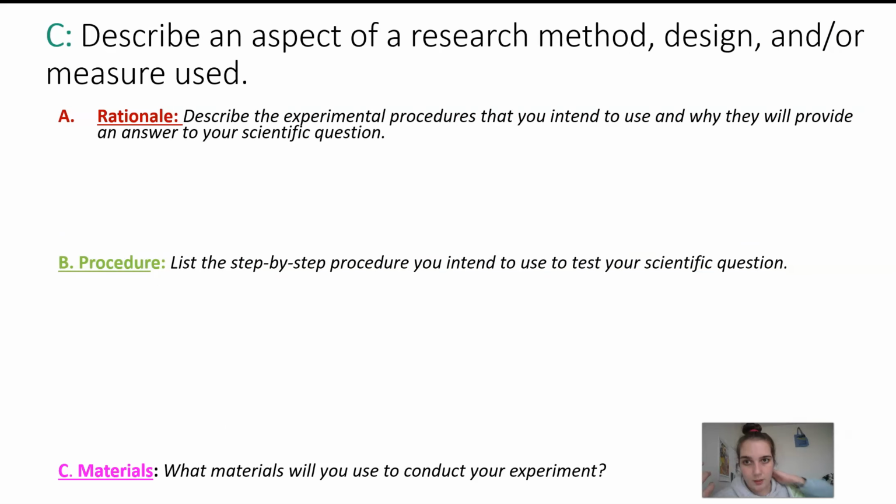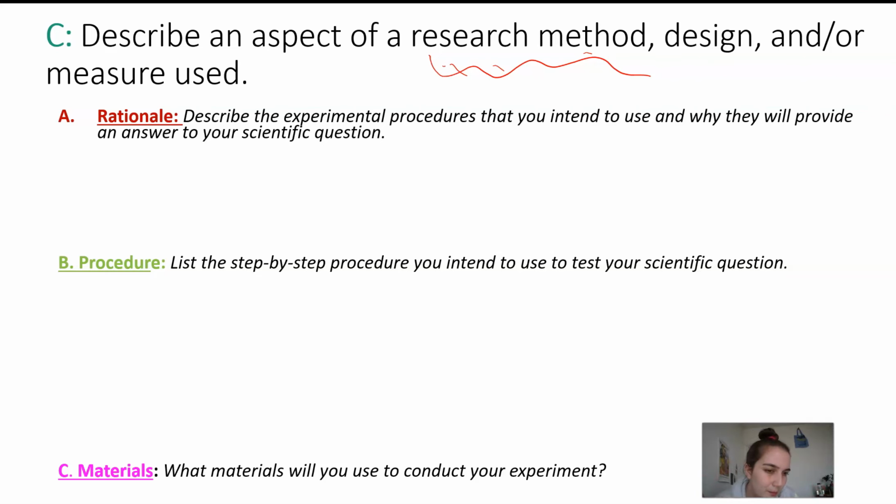So the next step is that they might ask you to describe one specific aspect of the research method that I'm using. So I'm just going to go over all the different aspects so that you have all your bases covered. So the first part would be the rationale, where you just describe the procedure, like what you're doing, very vaguely, and explain why you're doing it to help you answer your question.